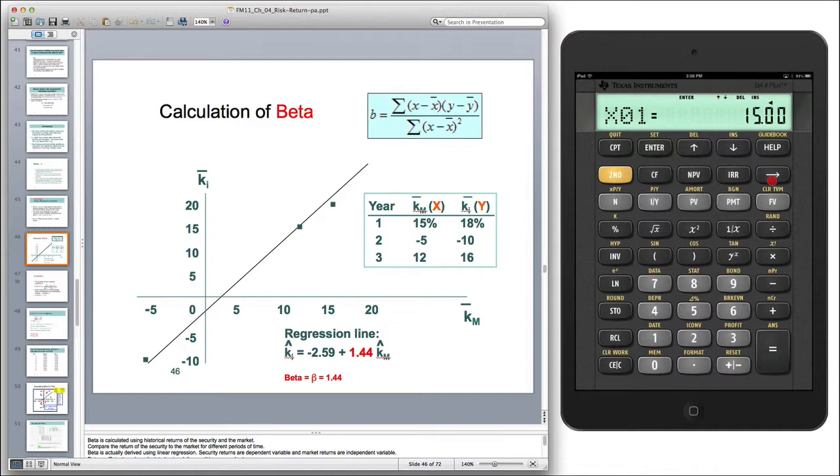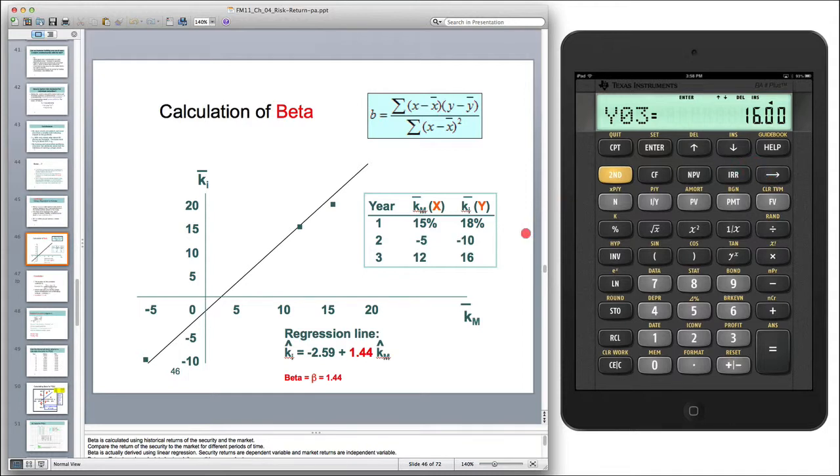That's 15. This is also a good time to cross-check our inputs. So 15 is mapped to 18. So when the market's up 15, the stock's up 18. When the market's down 5%, the stock is down even more. Actually, notice I have 10 here, whereas it should be minus 10. So the cross check was useful. We enter the minus sign there, hit enter, and so now you have minus 10. You have 12 and you have 16. Once again, 15, 18, minus 5, minus 10, 12, and 16.